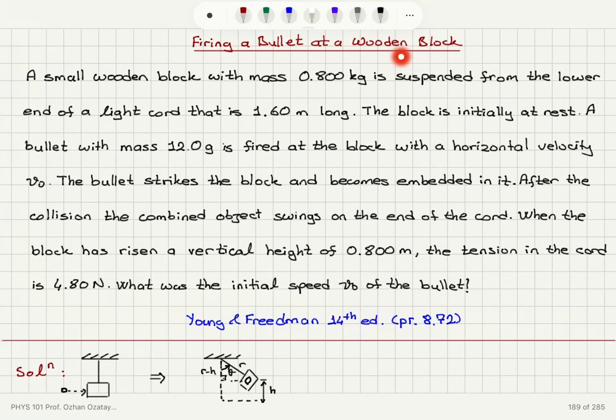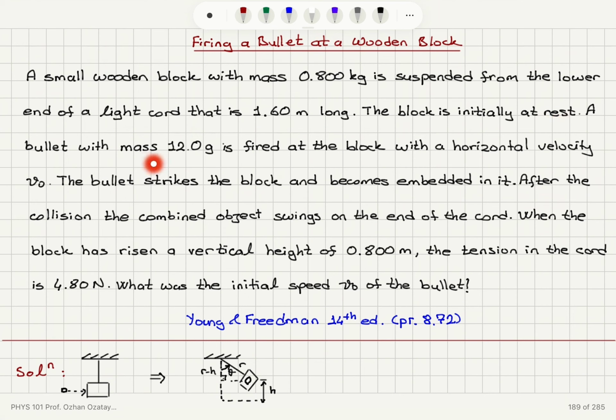Firing a bullet at a wooden block. A small wooden block with mass 0.8 kilograms is suspended from the lower end of a light cord that is 1.6 meters long. The block is initially at rest.